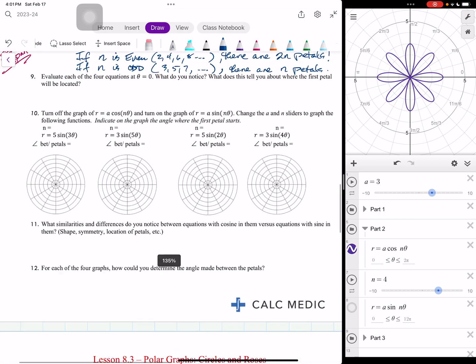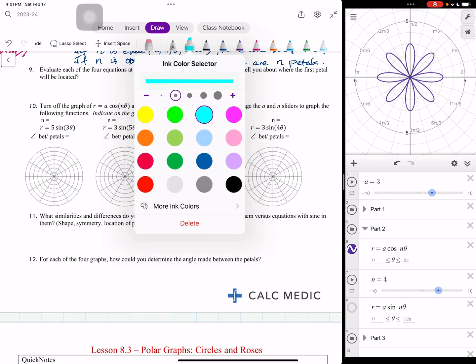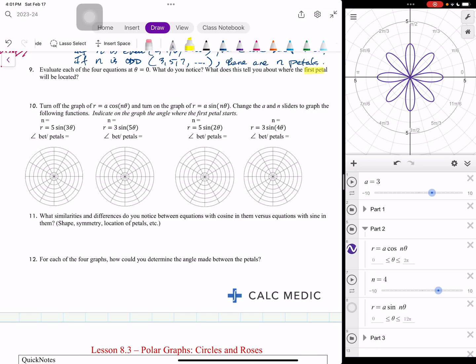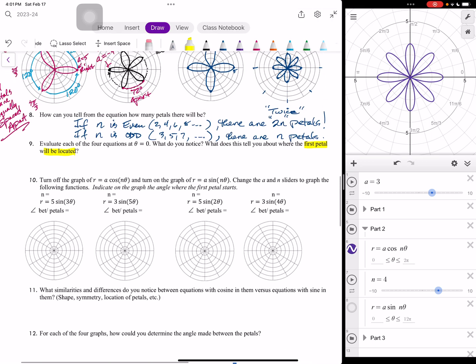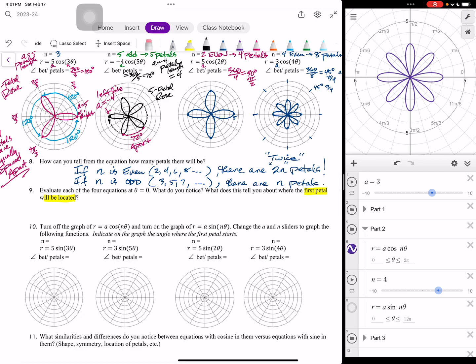Number 9, what does it say? Evaluate each of the equations at 0. What do you notice? What does this tell you about where the first petal is located? Okay, so let's go ahead, and we're talking about the first petal location. So what are my functions? Okay, so at the top of the screen are my functions. So here we go.